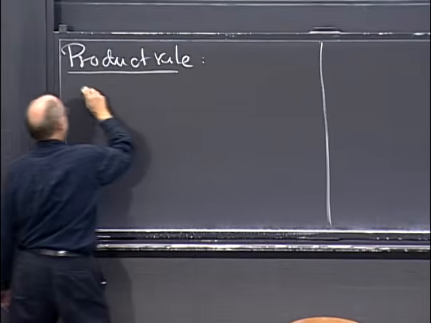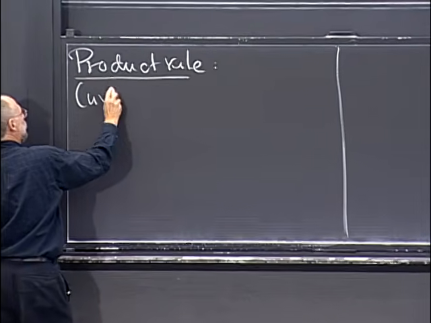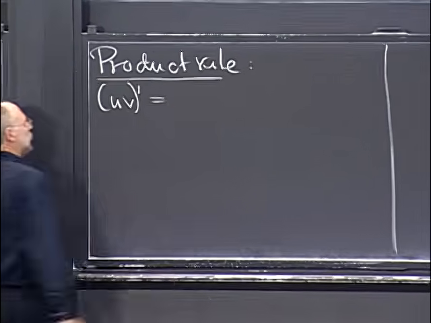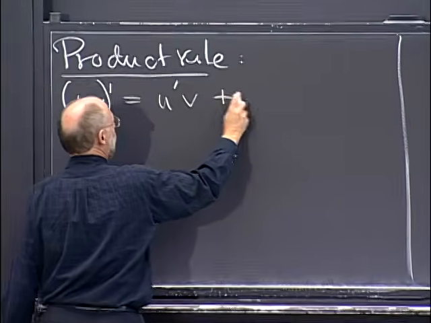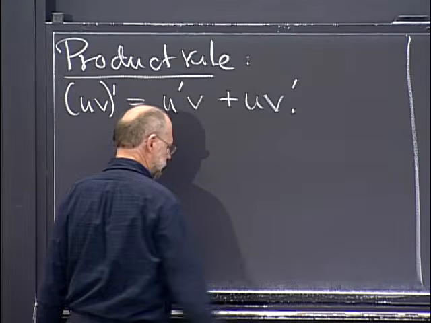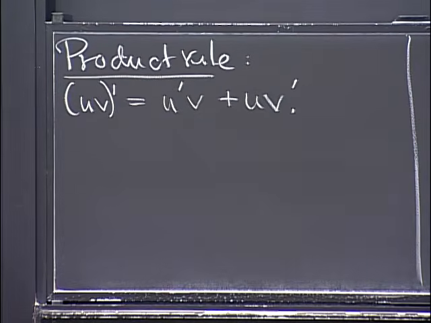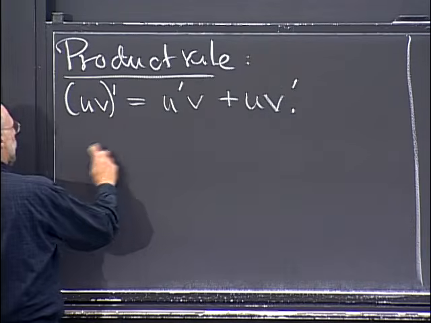So the product rule tells you how to differentiate a product of functions, and I'll just give you the rule. First of all, the rule is it's u prime v plus u v prime. A little bit funny, differentiating a product gives you a sum. But let's see how that works out in a particular example.